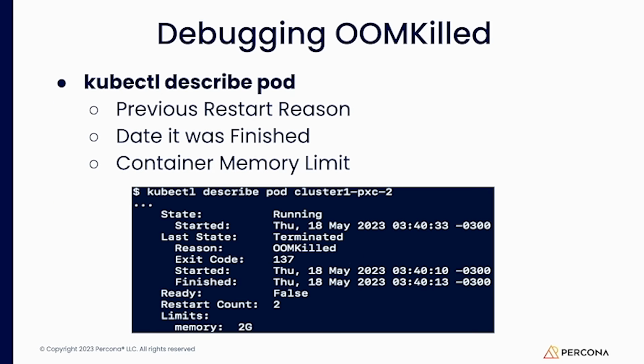But if you go to kubectl describe pod, you can see the previous restart reason, right? And it's there: Last State Terminated, Reason OOMKilled. It also shows the date it finished, and also shows the container memory limit. But there are some cases where the pod can enter a state of being forcibly killed the first time by out-of-memory kill, and then restarts, and then it's in an inconsistent state and goes into a CrashLoopBackOff state. Well, in those cases, it's a bit harder to troubleshoot.